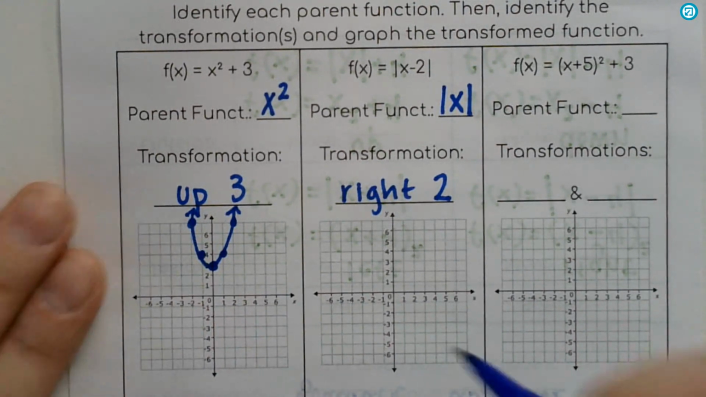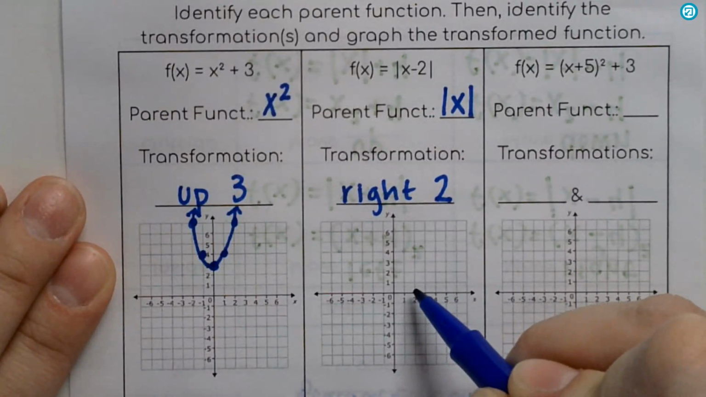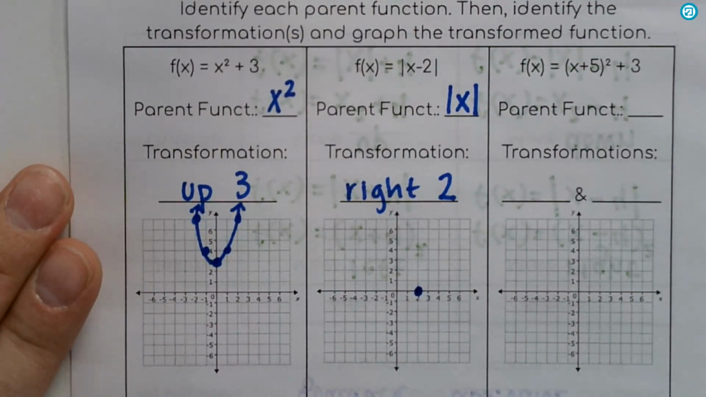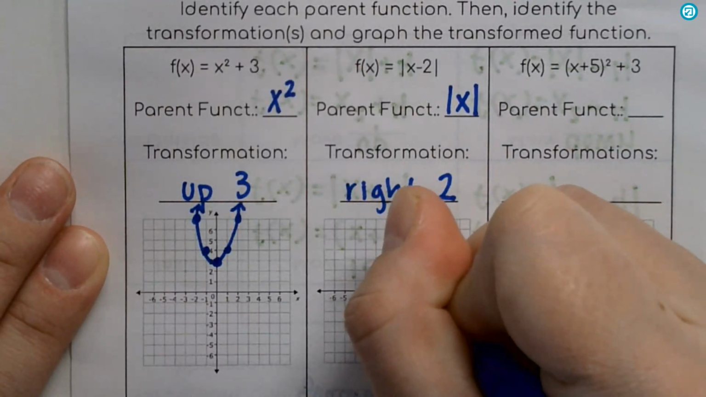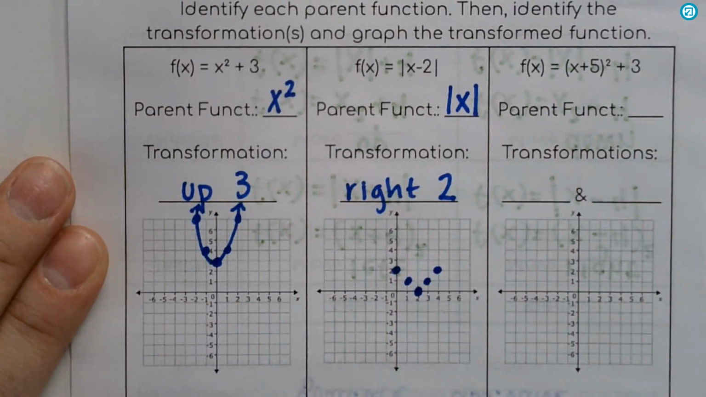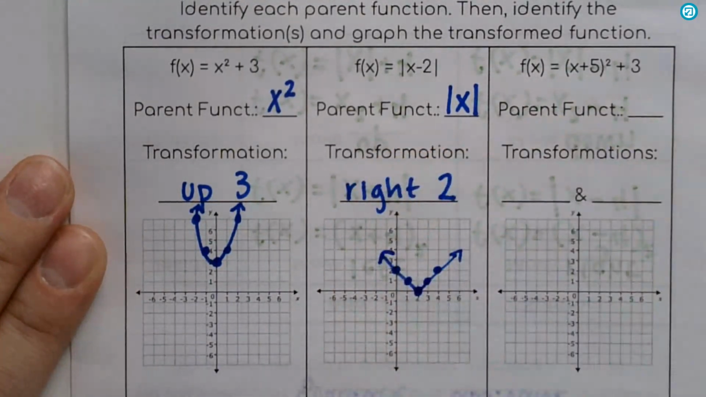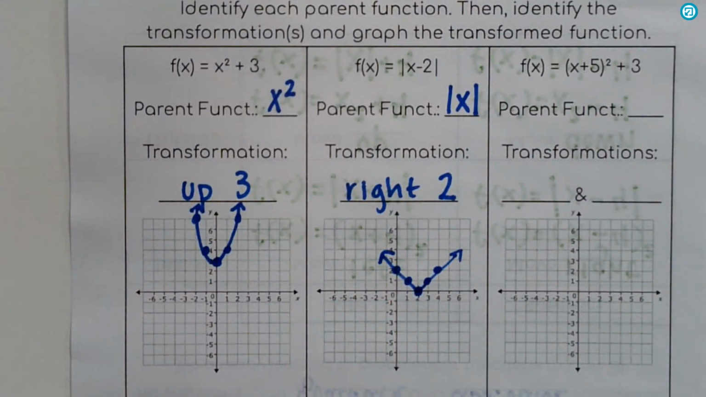So we're going to start at 0, 0. Instead of putting a dot there, we move right 2. And then we can just graph our absolute value from there. So for the absolute value one, it's a V, so you go up 1, out 1 on each side. I do that twice. Get my nice little V shape. Any questions there?